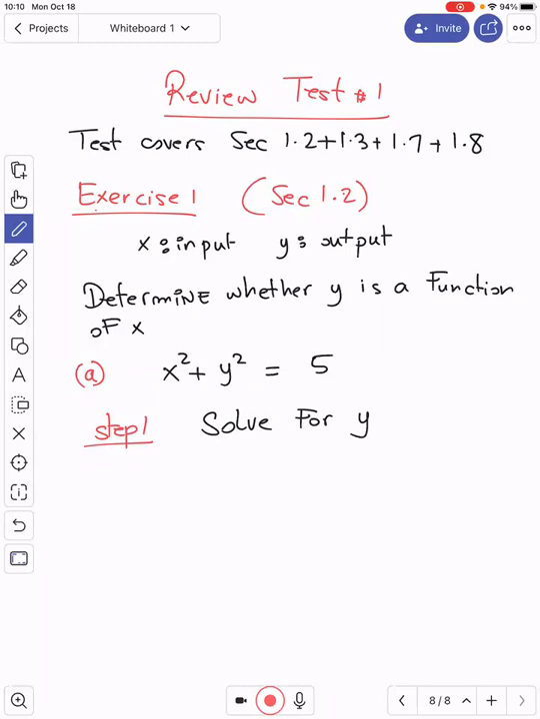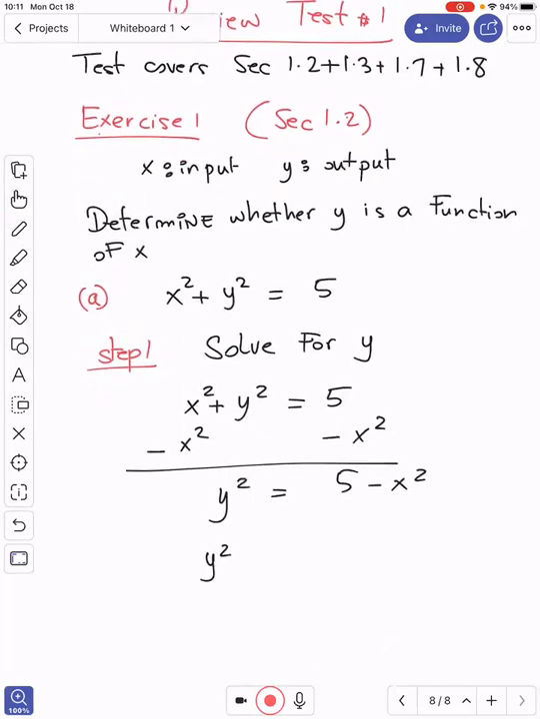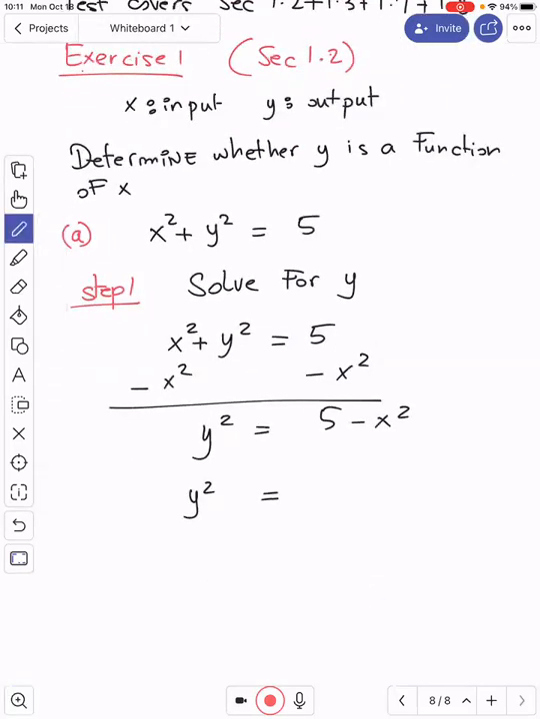So in this example, we have x squared plus y squared equals 5. We want to solve for y. So of course, we subtract this x squared from both sides. Then your y squared would be 5 minus x squared, right? And then you need to get rid of the square, so we apply the square root. So I'm going to write again y squared, which is 5 minus x squared. So we apply square root to both sides.